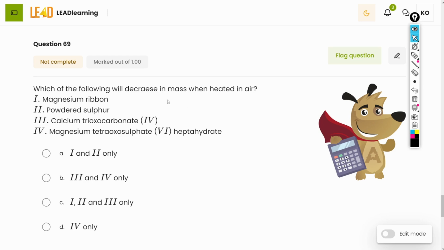Question 69. Which of the following will decrease in mass when heated in air? Now, magnesium ribbon, when heated in air, will combine with oxygen, of course, to form magnesium oxide. So this would increase in mass when heated in air. Powdered sulfur, also when heated in air, will produce sulfur dioxide. So this would also increase in mass.